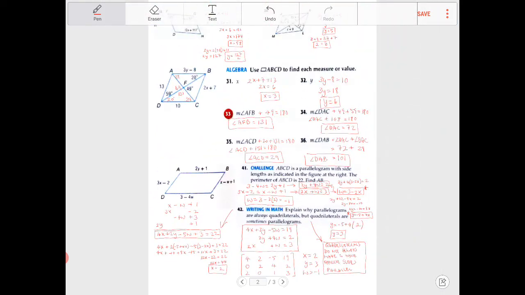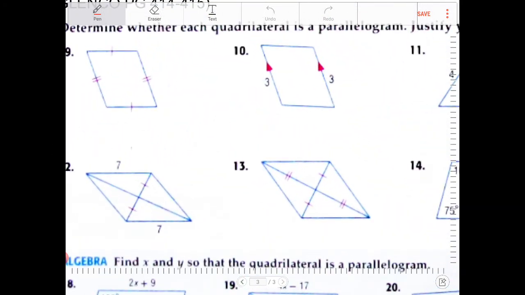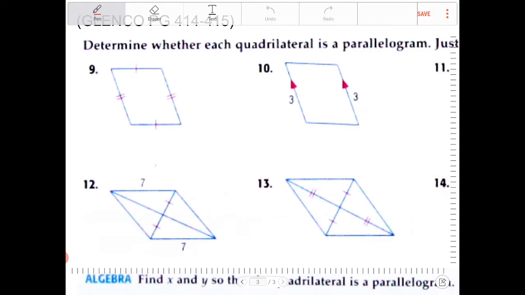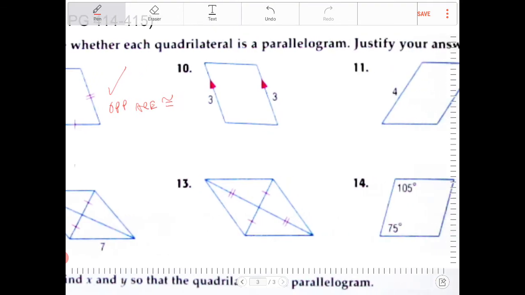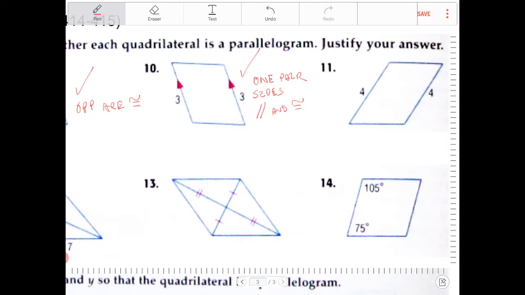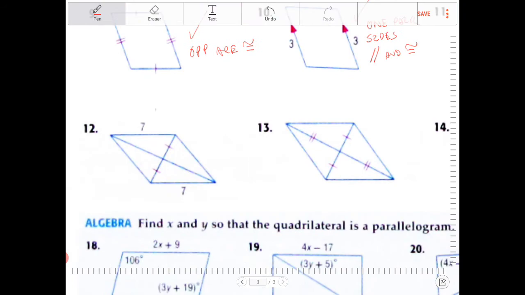Okay, so moving on. Determine whether each quadrilateral is a parallelogram. Justify your answer. This is a parallelogram. I want to give a check. Okay, that's because opposite sides are congruent. This is a parallelogram, of course, because one pair of sides is parallel and congruent. This is not, because none of those things are satisfied.